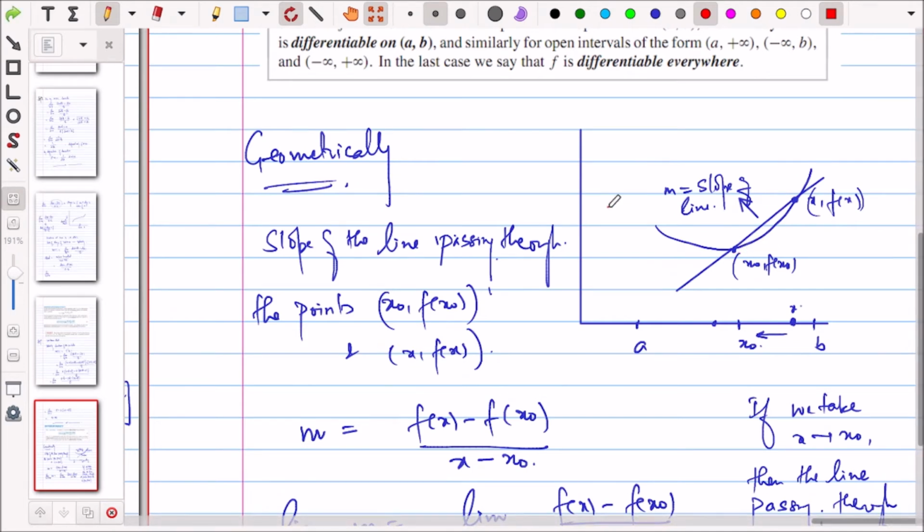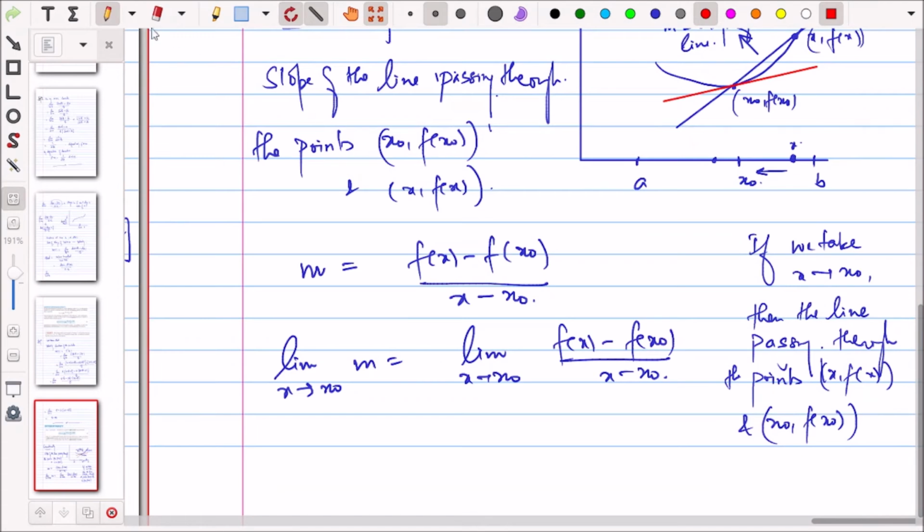It will become this sort of line. क्योंकि अब तो बस दोनों पॉइंट ही सेम हो गए, तो बस यही पे है. So what has it become? Tangent. Yes. The line becomes the tangent. ठीक है. So if we take x to x naught, then the line passing through the points x, f of x and x naught, f of x naught becomes a tangent.